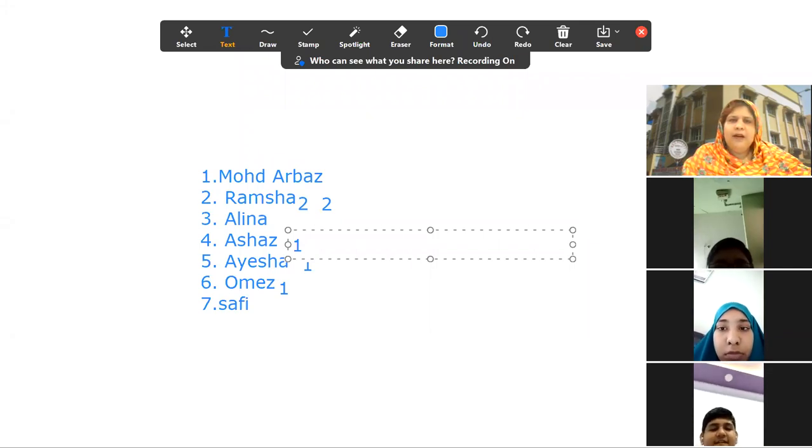So there are a number of blood vessels that are attached to the heart. 7, whose answer is 7? Asha says 5, Alina 7, Umesh 6, Safi 7. Okay, the right answer is 6. Umesh gets marks for this.